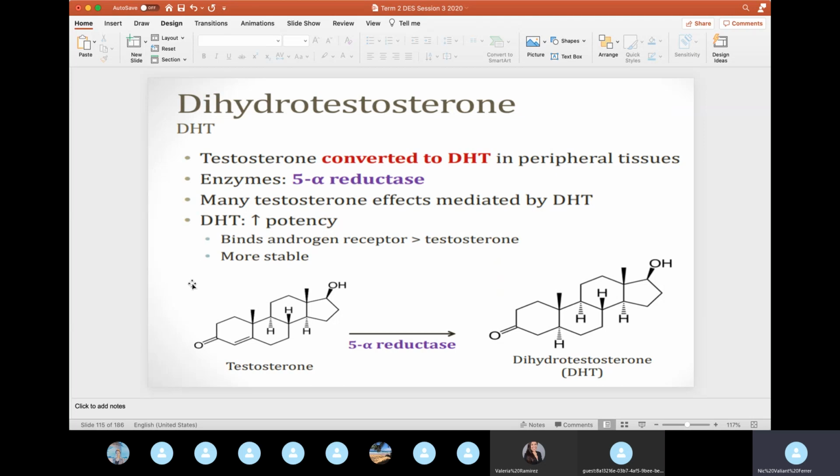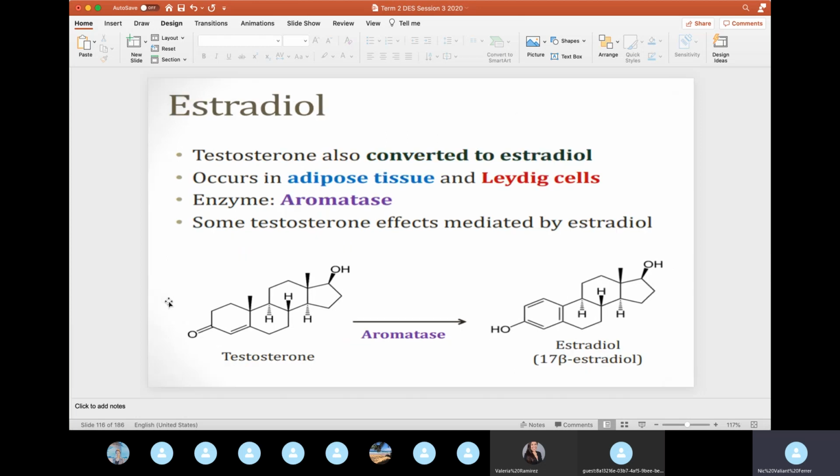Again, we talk about dihydrotestosterone, 5-alpha reductase, right? Which converts your testosterone to a much more potent form, which is dihydrotestosterone. Remember, DHT has increased potency, right? It's much more stable, okay?